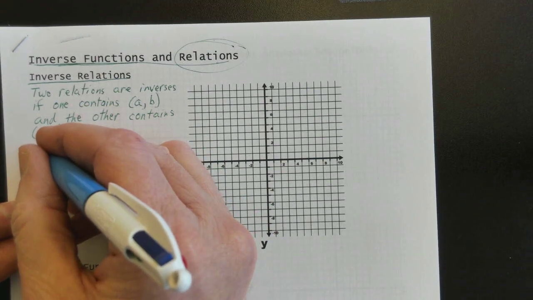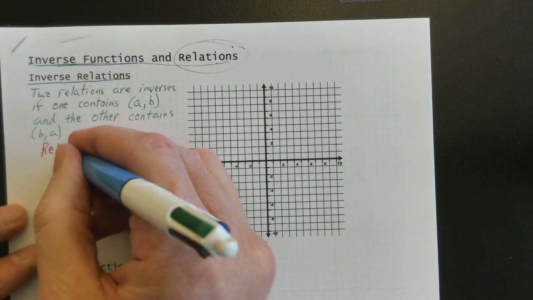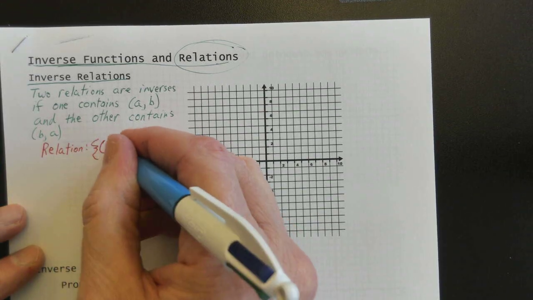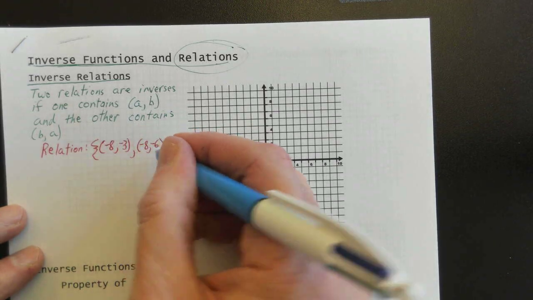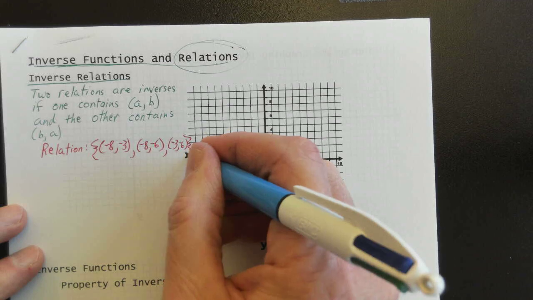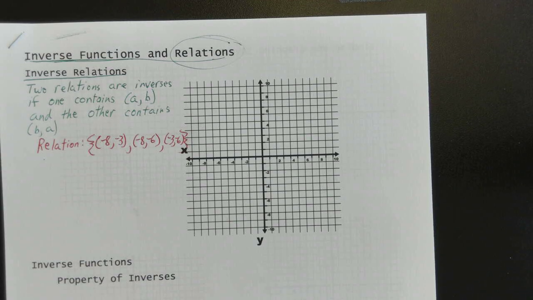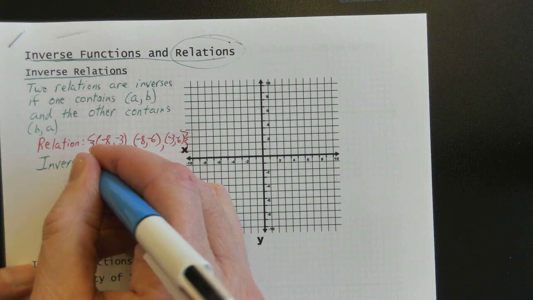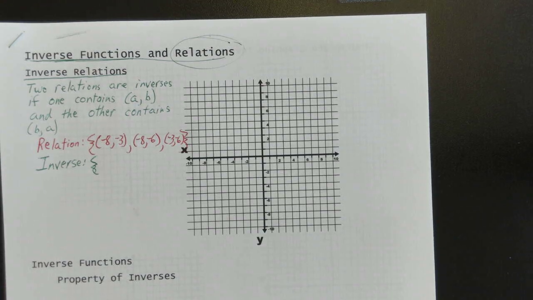So let me give you a relation, a set of ordered pairs here to write down for an example. I got (-8, -3), (-8, -6), and (-3, -6). There's my relation. The inverse of that relation, anybody want to take a shot at it? What's the inverse of that relation?